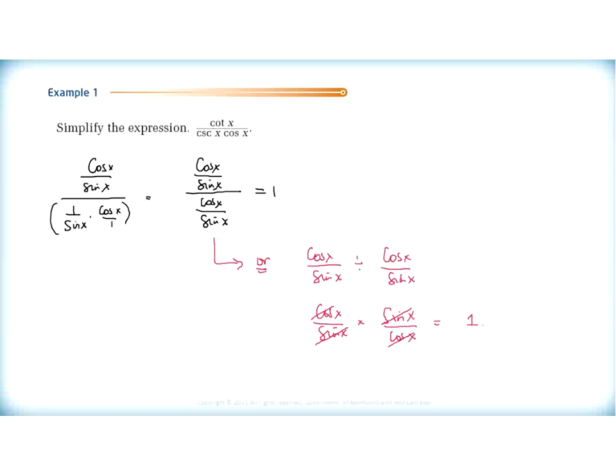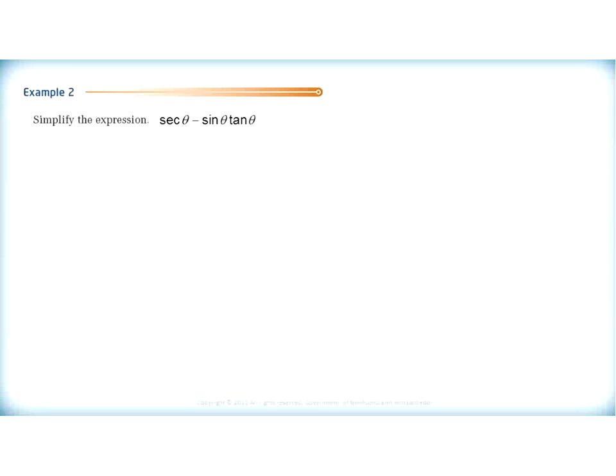There's another way we could have looked at it. So again, we took the expression, we converted everything back to sine and cosine. That's one of the strategies for simplifying expressions. Change everything back to sine and cosine. When we did that, we see that it equaled 1. Example 2, simplify this expression. Again, we use the same strategy. Convert everything back to sine and cosine. So secant is equal to 1 over cosine.